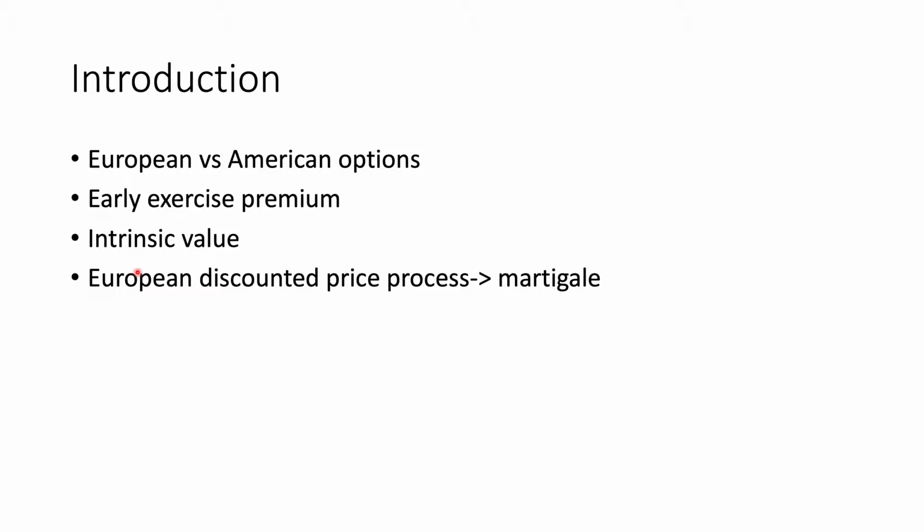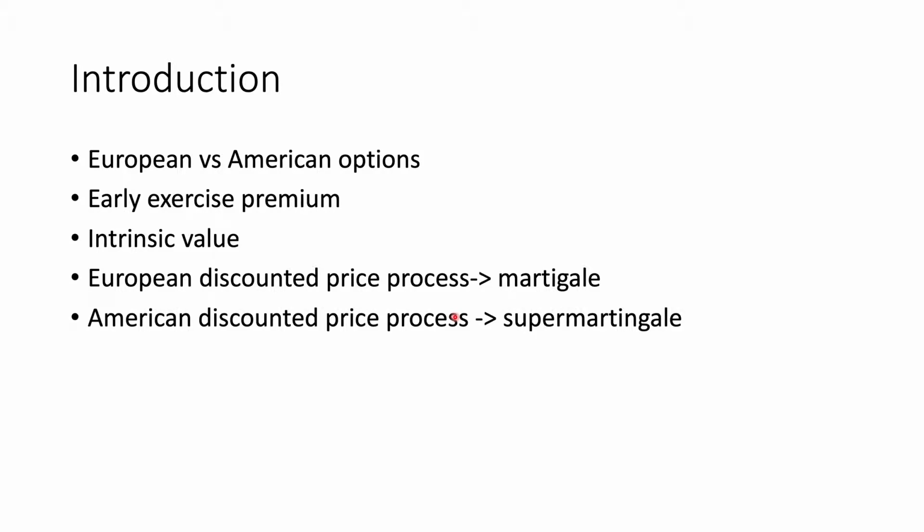And we have seen this before. If you consider the European discounted price process, we have seen that it's a martingale. However, with the American option, the American discounted price process is actually a supermartingale. And by supermartingale, what we mean is the price of the American option tends to go down as time passes by. That is because the owner of the American option may fail to exercise the option at the optimal time. And that's why it would be a supermartingale.